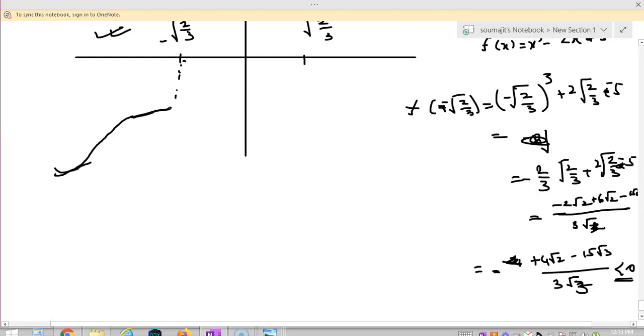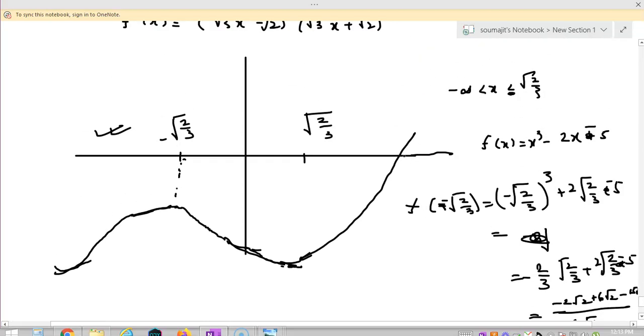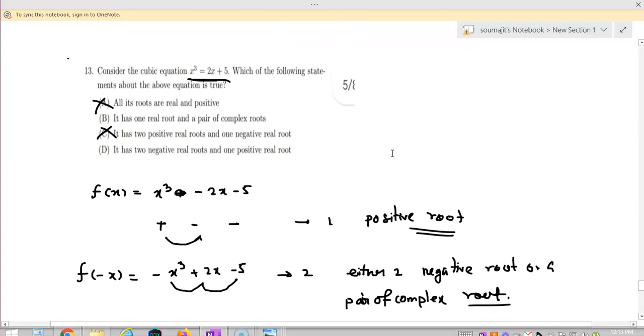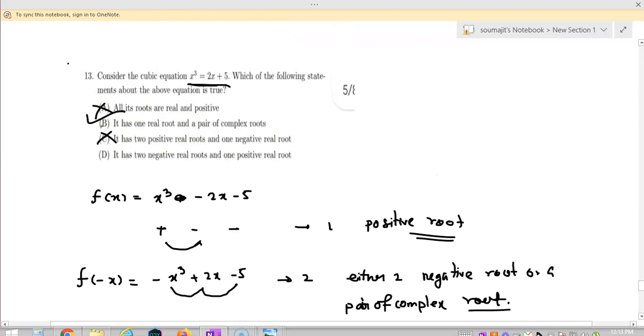After this it starts to decrease, after this it is a decreasing function, so it will look like this till this point, and then it starts to increase, then it is an increasing function again. So its graph looks like this, which intersects the x-axis at exactly one point. So I can say that it has only one real root and the other two roots are complex. So option B is our correct option.